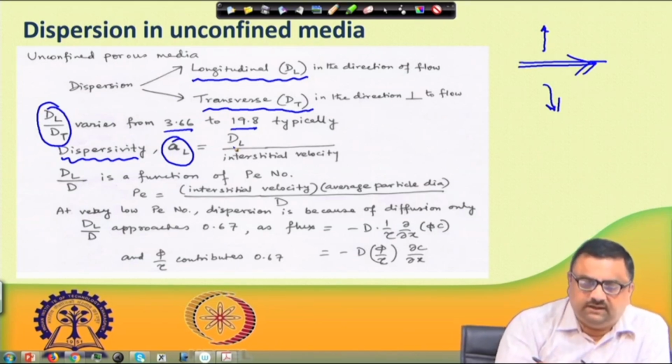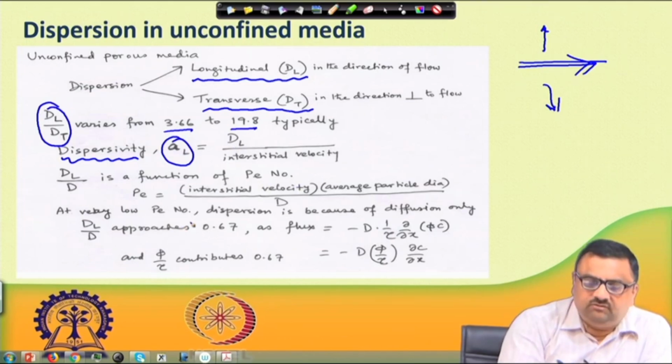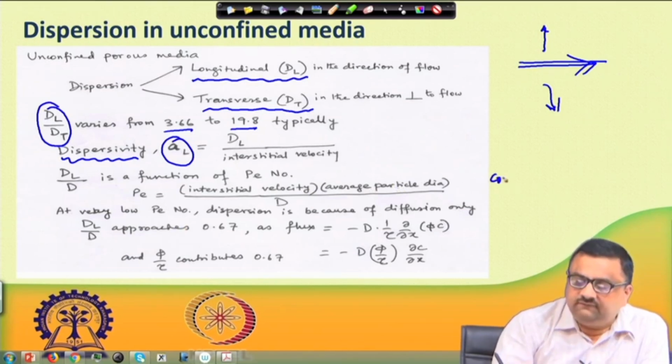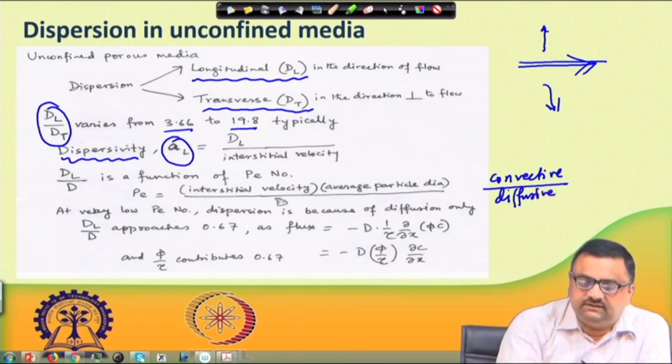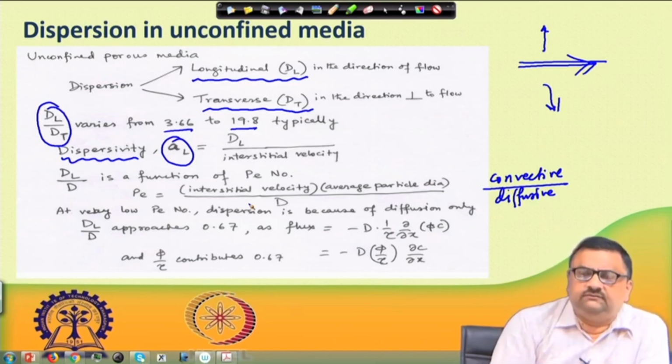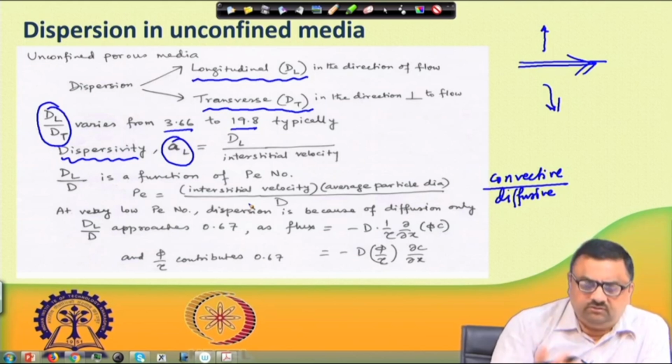is a function of the Peclet number, and the Peclet number, we all know, is the interstitial velocity times the average particle diameter divided by D. We said that this is basically the convective contribution to mixing divided by the diffusive contribution. That is why in the numerator we have the interstitial velocity, and in the denominator we have the diffusivity term. We have already seen that if the Peclet number is small we go for pure diffusion, whereas if the Peclet number is very high we go for pure convection. So, we are already familiar with this Peclet number.